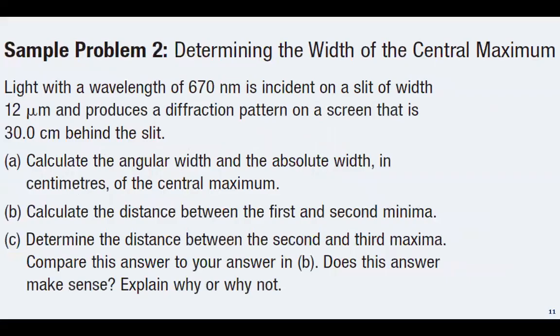All right, then let's consider another one. So in this question, we have a light with a wavelength of 670 nanometers, which is incident on a slit of width 12 μm, and produces a diffraction pattern on a screen that is 30.0 centimeters behind the slit. There are three questions you need to answer.